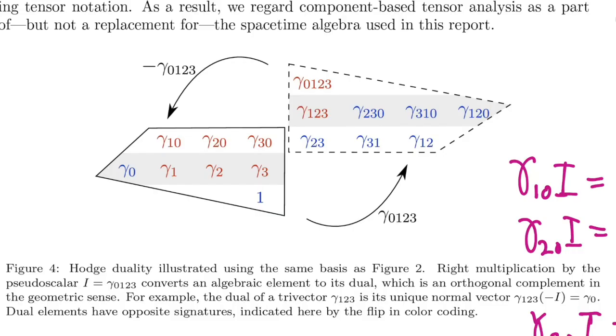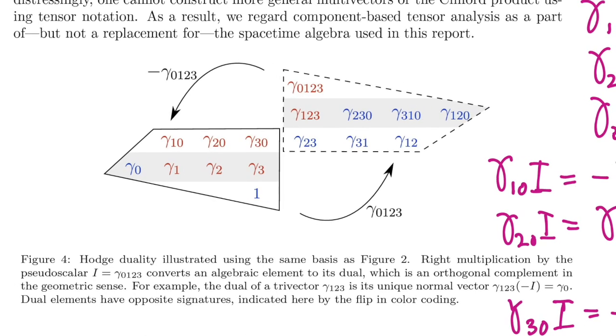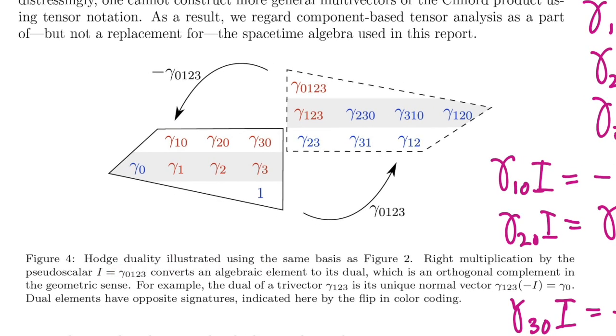So here is figure 4. Hodge duality is illustrated using the same basis as figure 2, that is, these basis vectors as described here. In other words, it's gamma 2, 3, 0 instead of gamma 0, 2, 3, as I would have done. Although that is the same basis vector, isn't it? 0, 2, 3, 0 and 0, 2, 3 are in fact the same because you flip 0 twice, so the sign doesn't change.